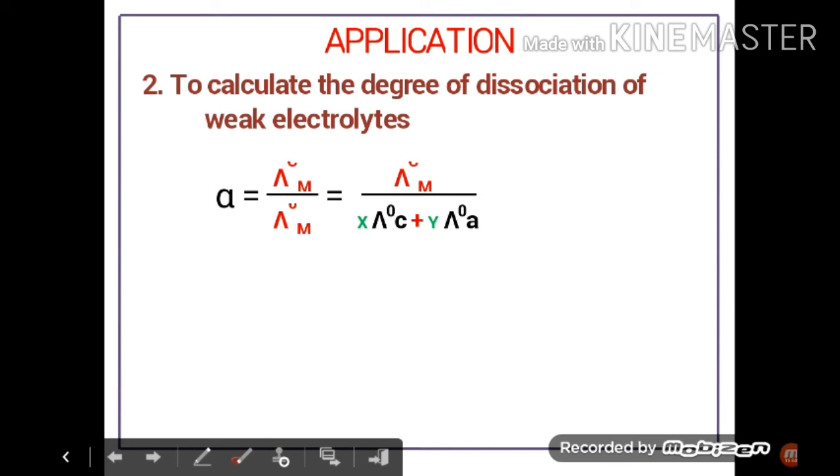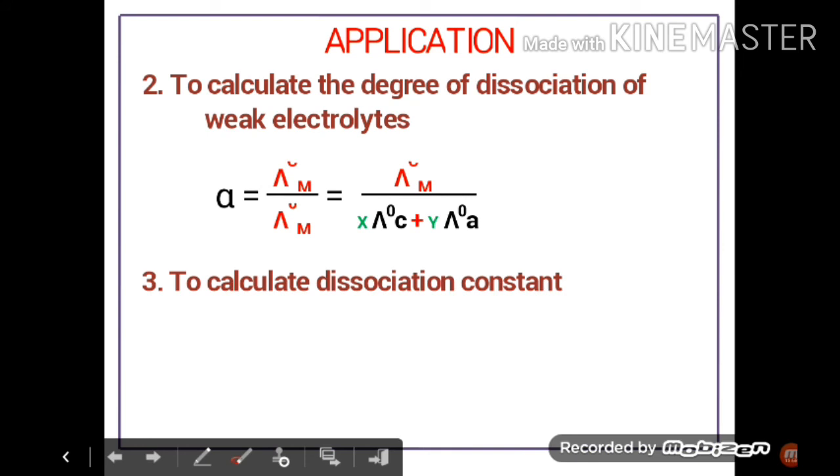The third application is to calculate the dissociation constant. This dissociation constant is Ka, sometimes written as K. This Ka is equal to C into alpha square divided by 1 minus alpha, where C is the concentration and alpha is the degree of dissociation, which we can calculate from the second application. To understand these two applications, we will try to solve a numerical.